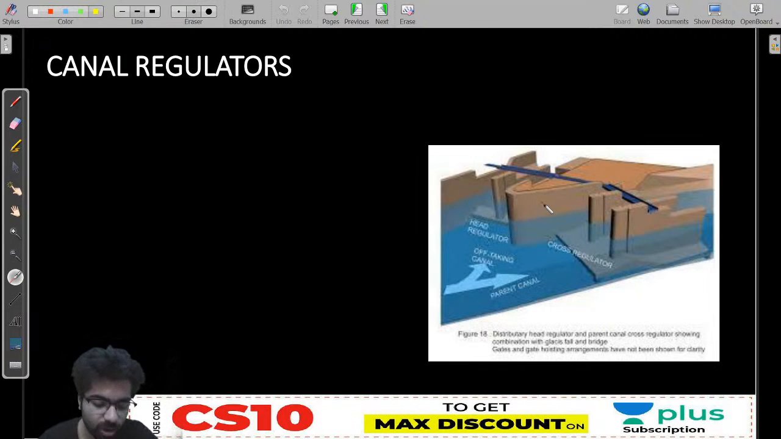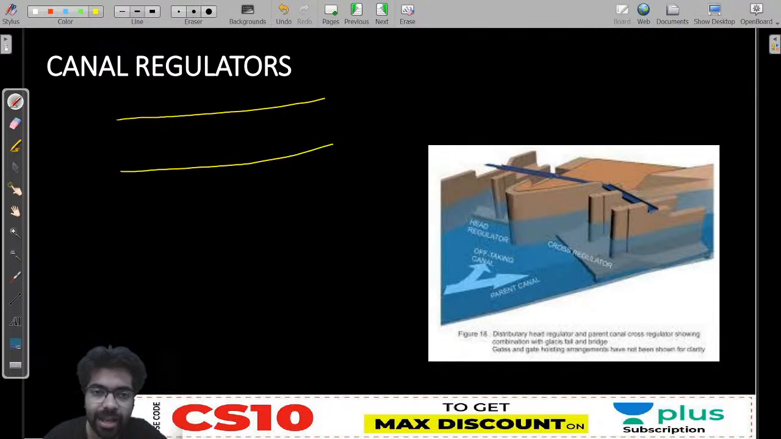The second one. Sir, what is a canal regulator? You all can see some diagrams here. I will show the real picture also, don't worry. Very good Sagar, very good Manish, everyone. So listen very carefully. Suppose this is your main river. This is your main river, or I can say this is your parent channel. Parent channel means main river.